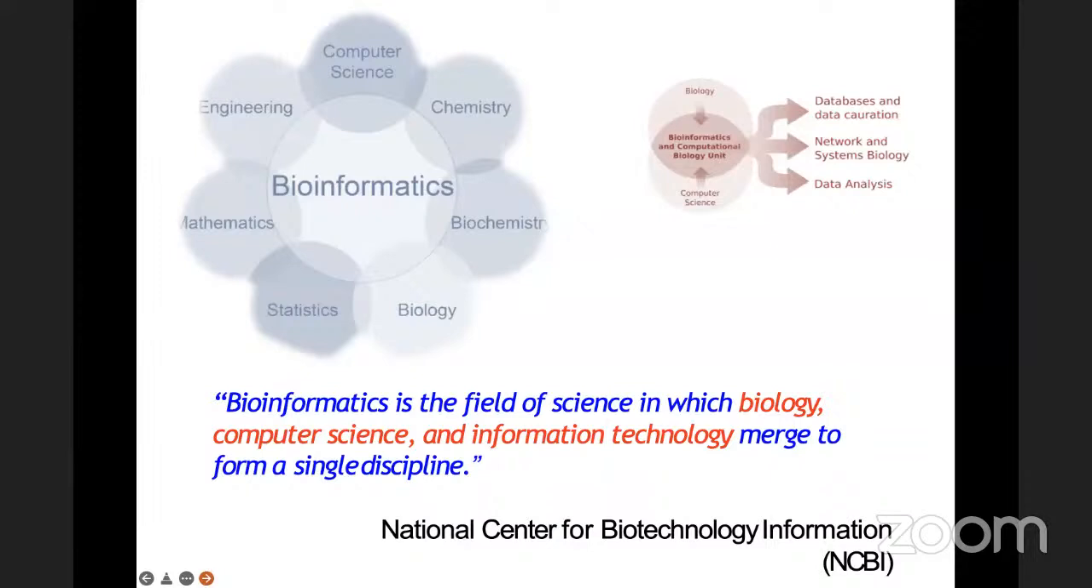Let's say you are a mathematician. Using bioinformatics, you can get in touch or interact with all other sciences, like biology, statistics, chemistry, computer science, and engineering, if you develop some algorithm or calculation. So it is a field in which biology and computer science are merged to form a single discipline. And this definition which I have quoted is from the NCBI.